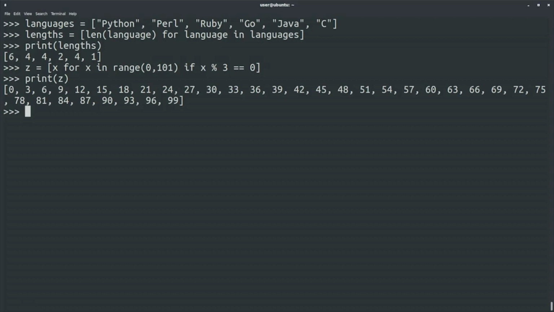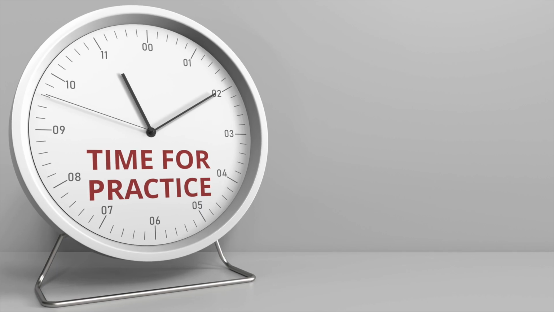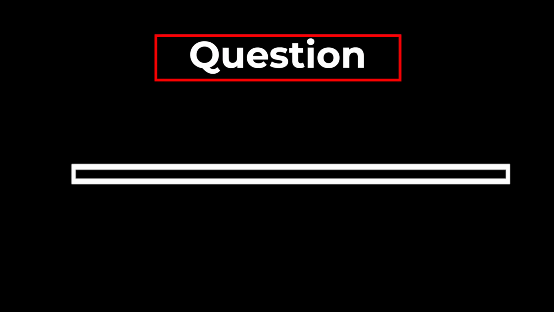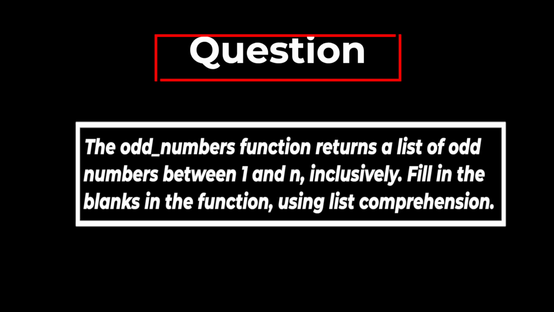Python provides even more of them that we didn't get to talk about. Before winding up this session, let's complete this code into a workable block. The odd numbers function returns a list of odd numbers between 1 and n inclusively. Fill in the blanks in the function using list comprehension. Hint: remember that list and range counters start at 0 and end at the limit minus 1.